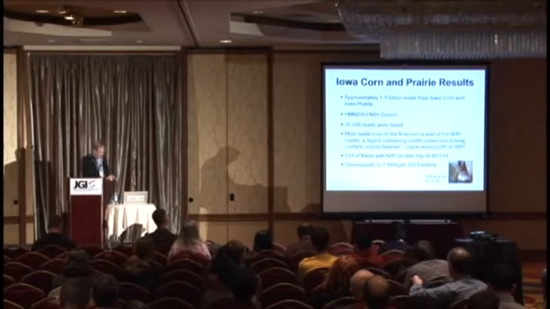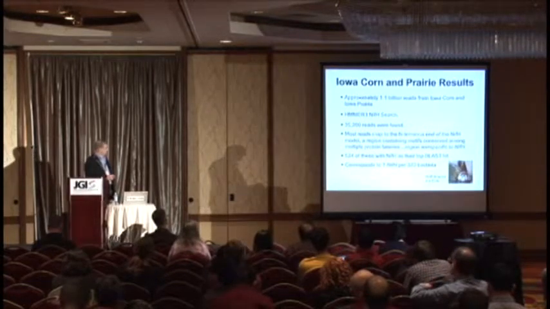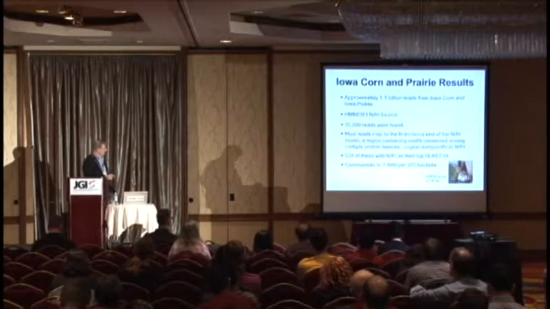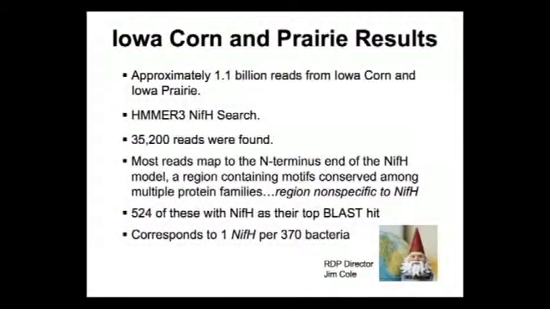Okay, so what did we find? So if we look at the 1.1 billion reads from the Iowa corn and prairie, from the HMMER nifH search, we found 35,000 reads. However, most of those reads map to the N-terminus of that nifH model, which is not very specific for nifH. There are lots of other genes that are proteins that have that motif. So that region is non-specific to nifH.